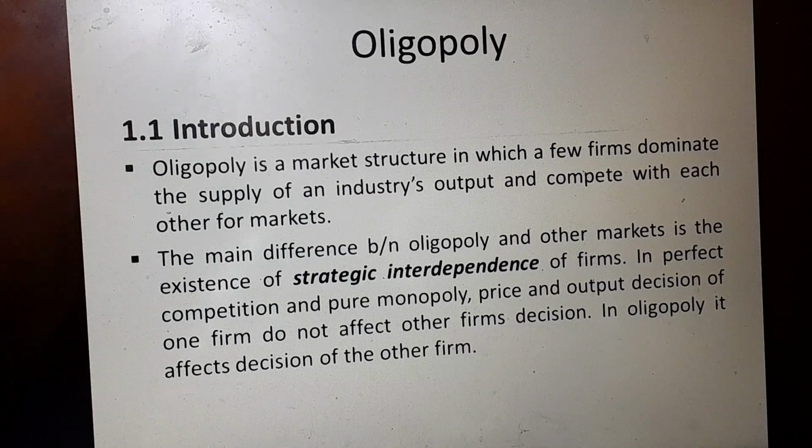An oligopoly market is defined as a market structure in which a few firms dominate the supply of output, and they compete with each other. The main difference between oligopoly and other markets is the existence of strategic interdependence of firms.